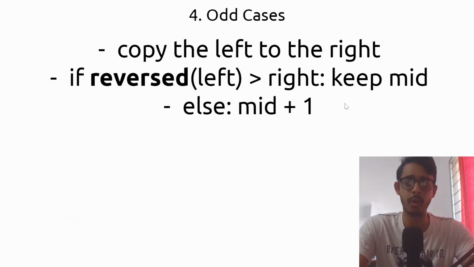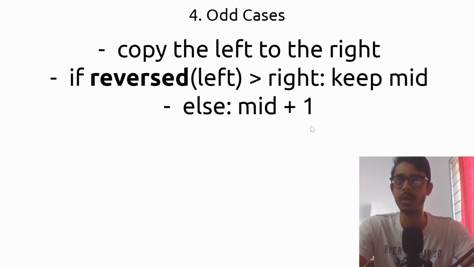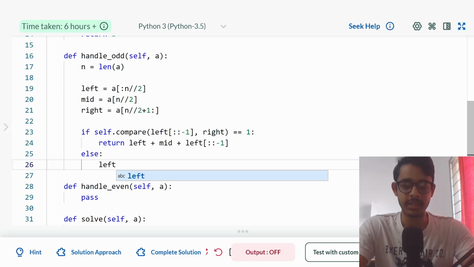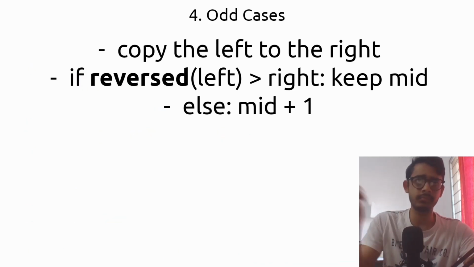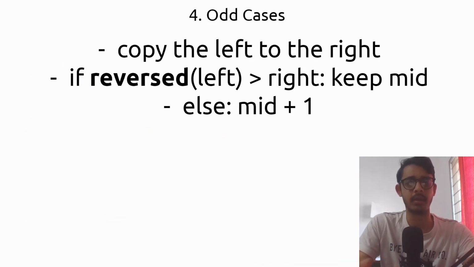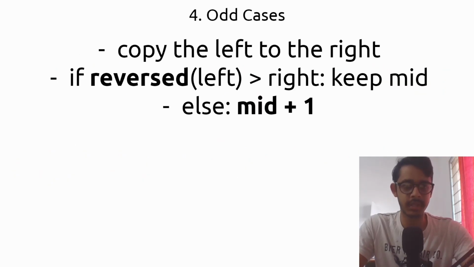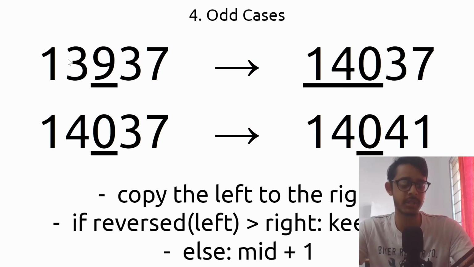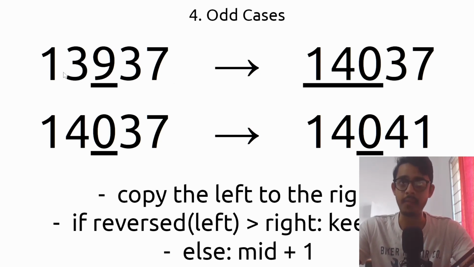Else, this is the more complicated case where we have to do mid plus 1. All right, so how do we do mid plus 1? Remember that we aren't just going to look at the middle value and increase it by 1. We'll actually have to first merge it with the left side values. So in 13937, we first merged 13, the left, with the mid, the 9. So 13 and 9 became 139, and then we added 1 to it.